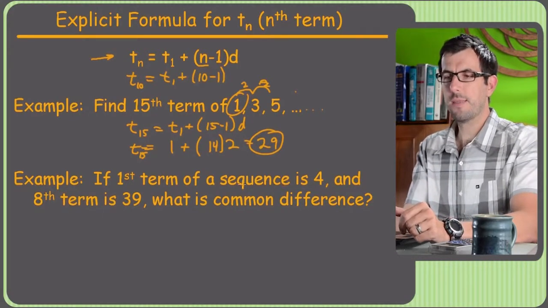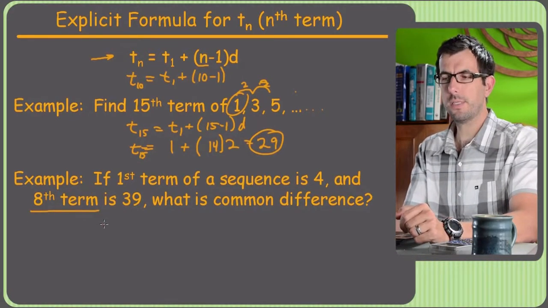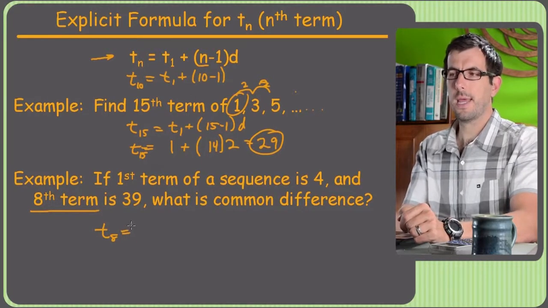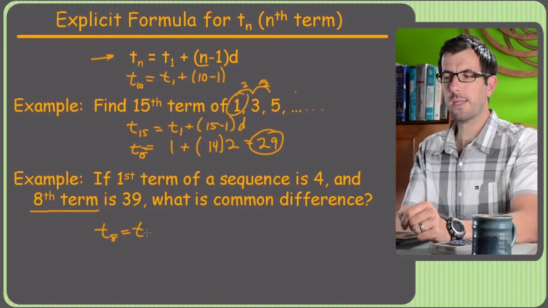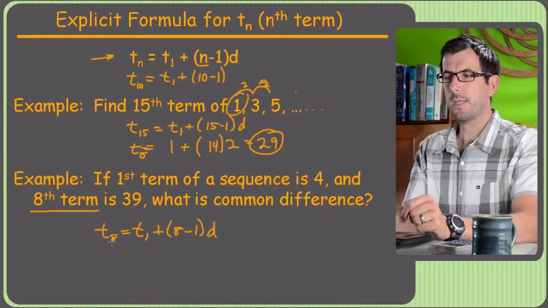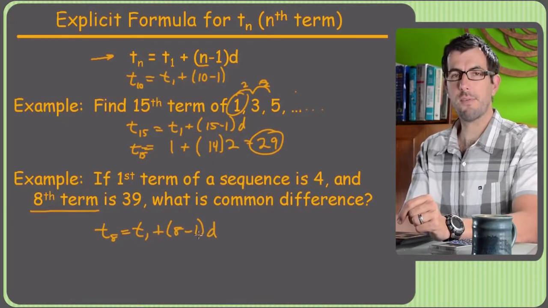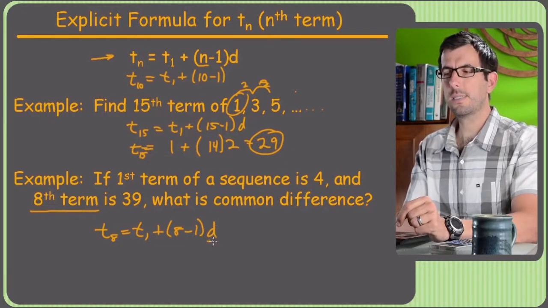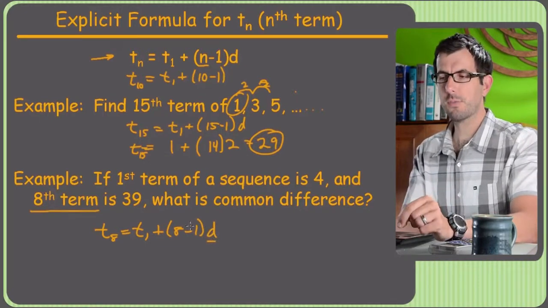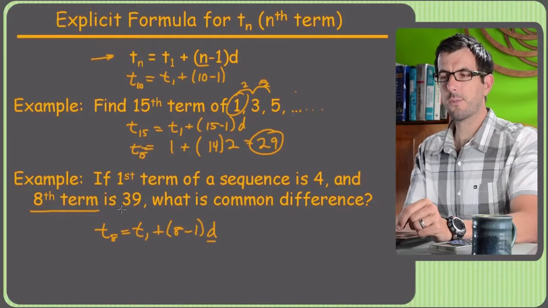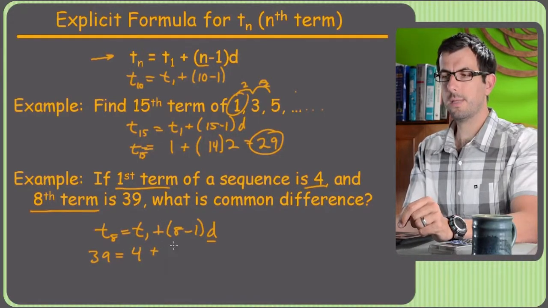Well, since they gave me the 8th term, that means I want to put t sub 8 on the left. And then of course if I put t sub 8 on the left, I've still got t1 here, and then n is going to be 8, so I've got 8 minus 1 times d. Now I can plug in all these numbers because they've given me all of them except for d. d is the one thing they haven't given me, but that's what I'm trying to solve for. So I'm just going to plug in everything I know. They told me the 8th term is 39, so 39 gets subbed in there. Then t1 is the first term, and they gave me that. The first term is 4. So 4 plus, and then I can just do that.